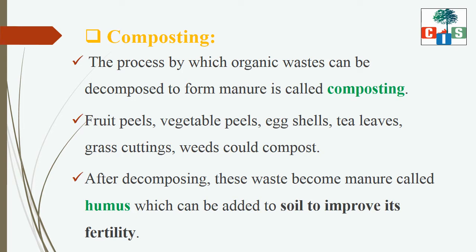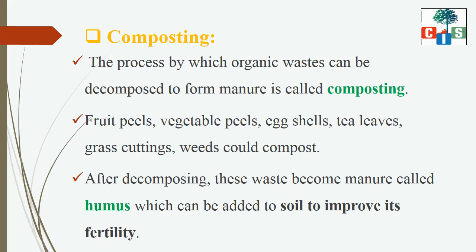So let's see what is composting. The process by which organic waste can be decomposed to form manure is called composting. So organic waste we can convert into manure. So what can we use for composting? Fruit peels, vegetable peels, eggshells, tea leaves, grass cuttings, weeds. Okay, we can make useful compost, or manure, from this organic waste.